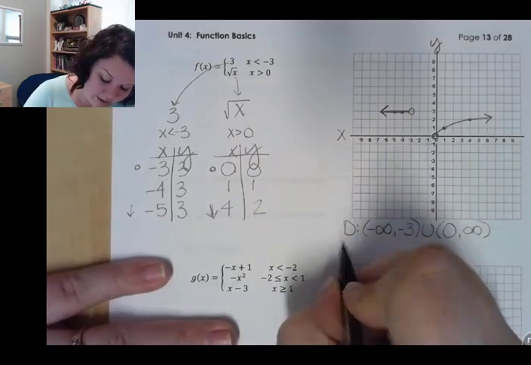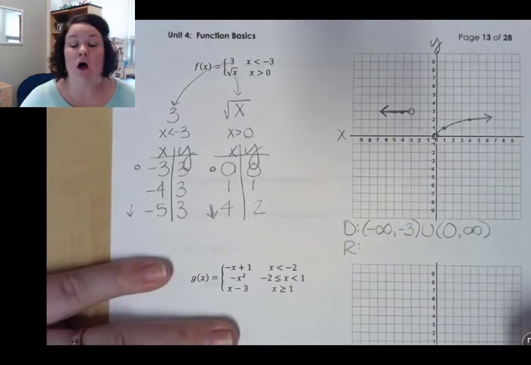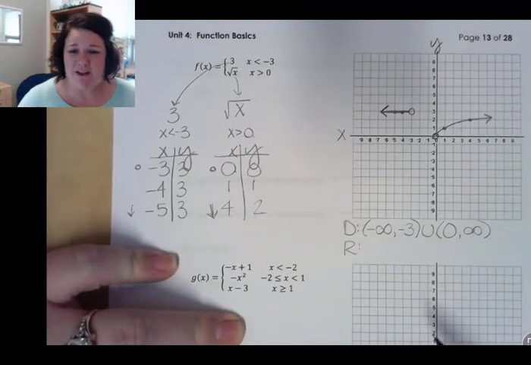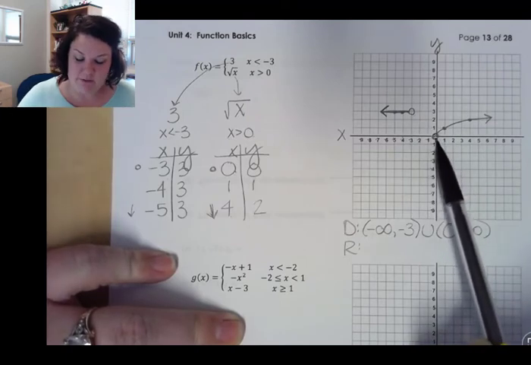And now I need to find my range. So my range is all possible outputs or all possible y values. So the lowest y value on this picture is this point right here.